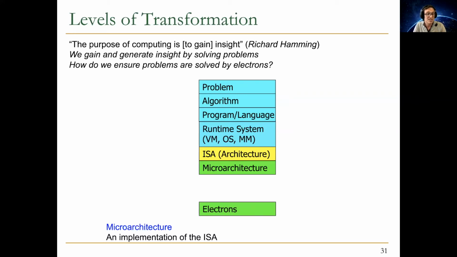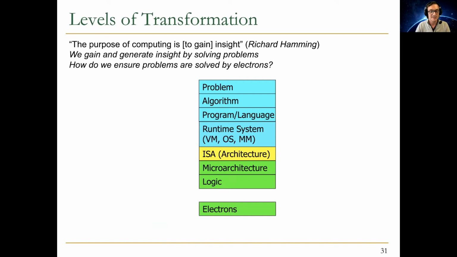Some of the implementations underneath basically do things that the ISA doesn't talk about, but the implementations don't expose that to the program. So they still satisfy the contract, but they do very, very interesting things like out-of-order execution of instructions so that they can actually maximize the performance of systems. Okay, and that microarchitecture gets implemented in logic gates and logic structures.